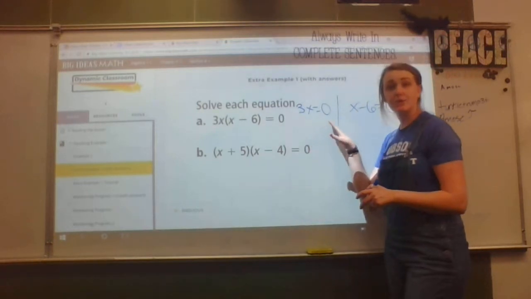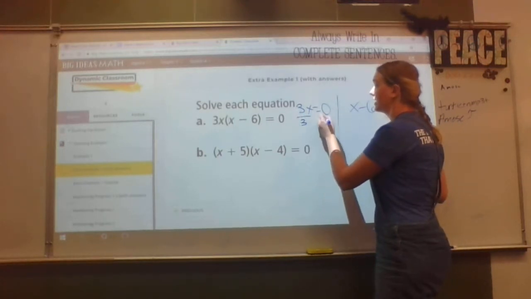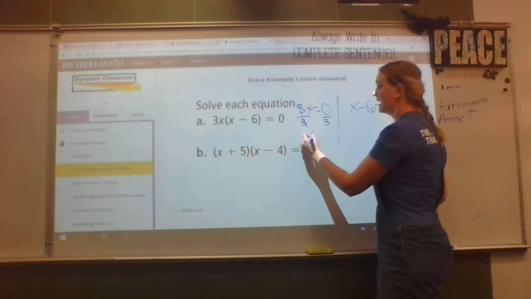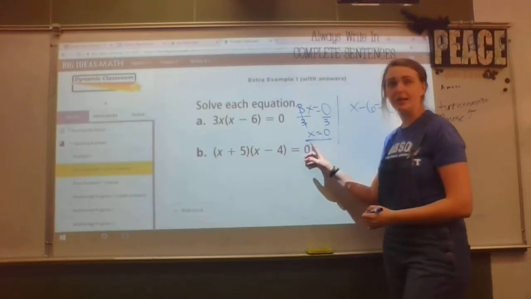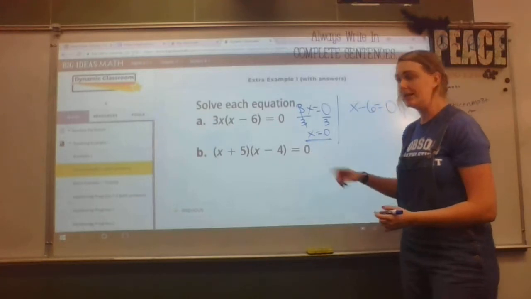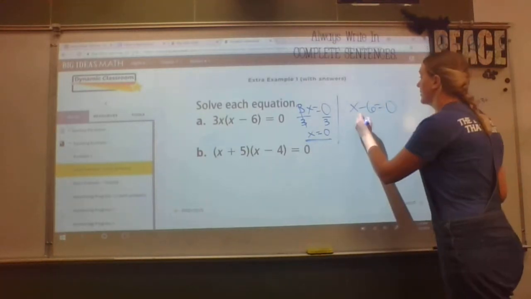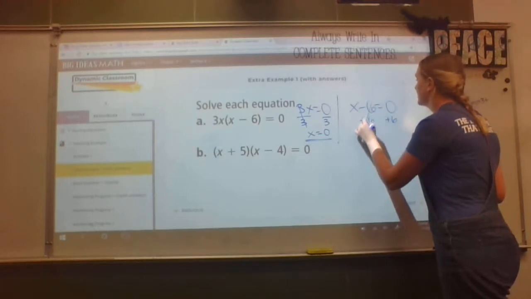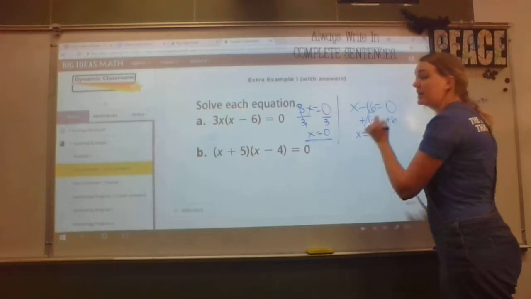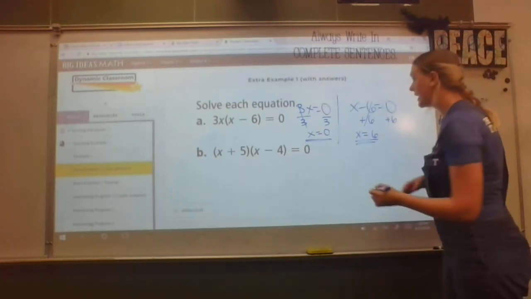If 3x equals 0, I'm going to solve for x by dividing both sides by 3. X equals 0. So there's one of my answers. I know I'm done because x equals a number. I don't have to do any more work. Over here, we just did this in the warm-up. We get rid of minus 6 by adding 6. X equals 0 plus 6. That's 6. So there's my second answer.